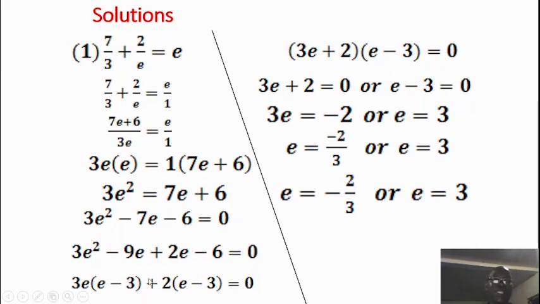Since E minus 3 is common to both of the factors, we shall pick one of them as E minus 3, and the quantities outside the brackets are to be put in a single bracket to get 3E plus 2. Now, if the product of two quantities is equal to 0, either of the two must be equal to 0. That's why we say the first one is equal to 0 or the second one is equal to 0. Then solving for E, we shall get E is minus 2 over 3 or E is equal to 3. Can we continue?